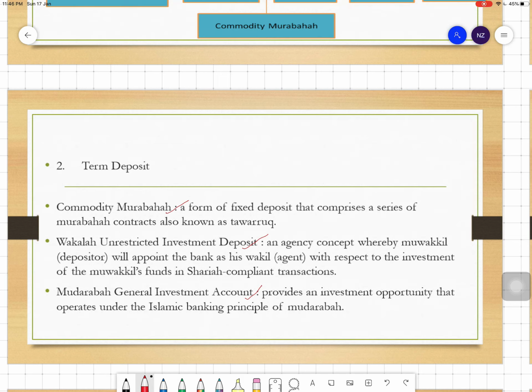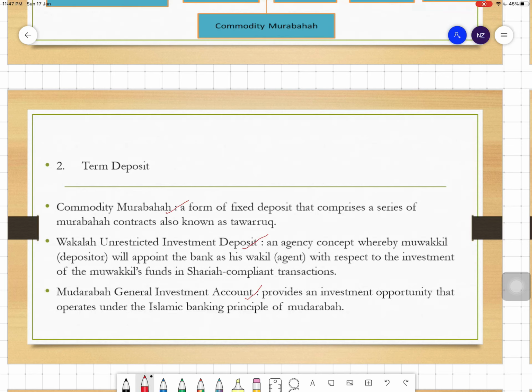Term deposit tu maksudnya adalah dia sedikit berbeza dengan saving deposit and also current deposit, where for saving and current deposit diorang boleh keluarkan duit at any time, but as for term deposit they call it as terms because when we put some money in that account, we have been given some period of time. Within that period we cannot keluarkan duit until the period ends. That is the difference between saving deposit, current deposit and term deposit ni.